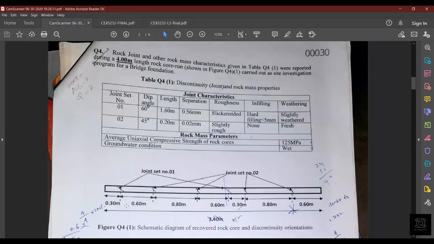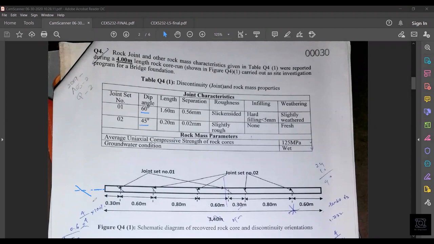So if you observe this figure properly, you can see joints are not perpendicular to the strike. Here the strike is along the axis, along the center. So this is your strike. The dips are somewhat angled. One is in this direction, another one is at 60, one is at 45.